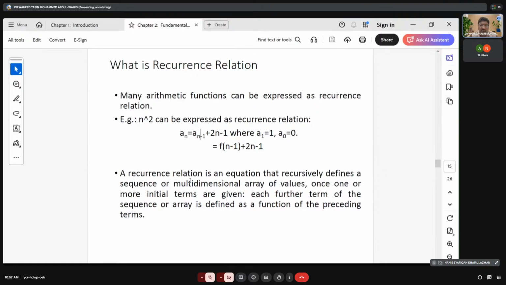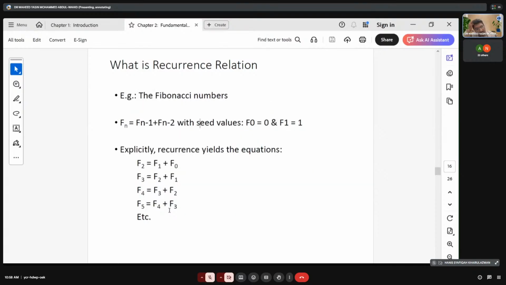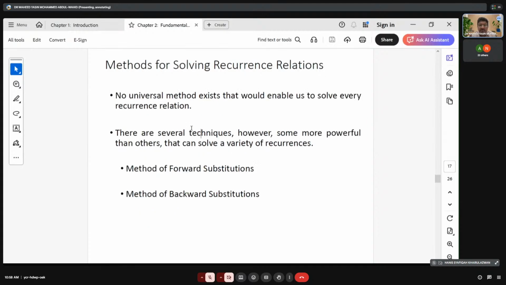A recurrence relation is an equation that recursively defines a sequence or multi-dimensional array of values. Once one or more initial terms are given, each further term of the sequence or array is defined as a function of the preceding terms. Okay, here examples: f(n minus 1), f(n minus 2) for Fibonacci.